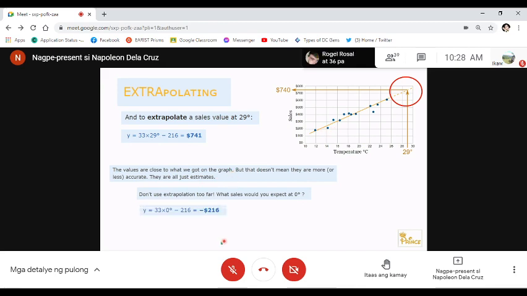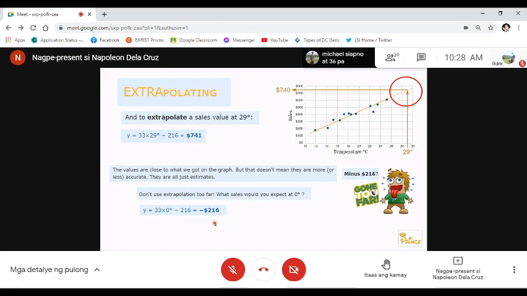Masyado nang malayo yun. Let's say y is equal to times 0 minus 216. So, the y is negative 216. Meron bang sales na negative 216? Wala. Okay? So, therefore, you have gone too far in the extrapolating points. Hindi na yan katiwa-tiwala, no? Wala naman sigurong sales na 216, nagkautang ka pa.